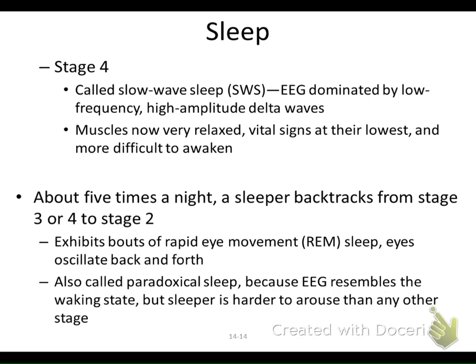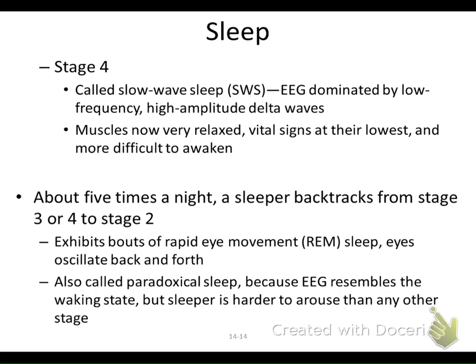Okay. Now, during the night, if you get enough sleep, on average, around 5 times, a sleeper will backtrack from stages 3 and 4 and go back to stage 2. And during this time of going backwards, they will exhibit rapid eye movements. And so this is referred to as rapid eye movement sleep, or REM sleep.